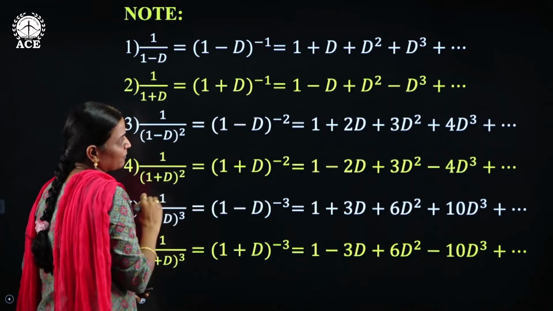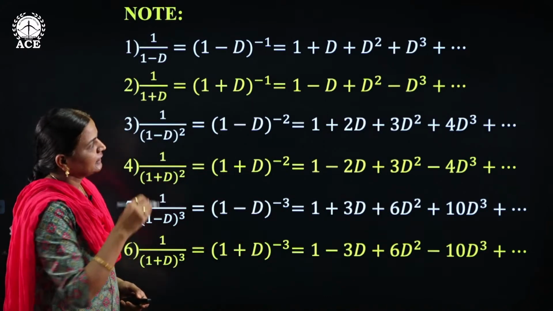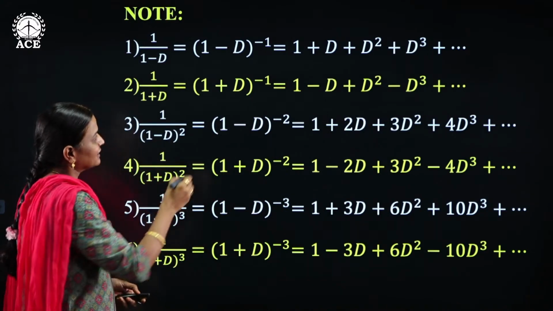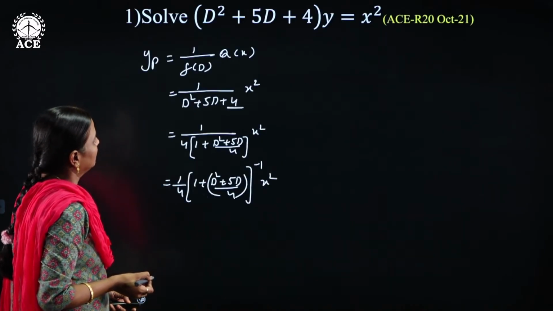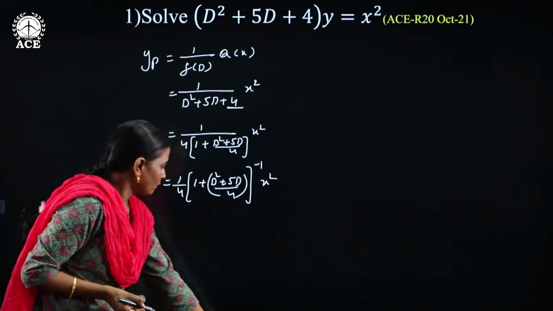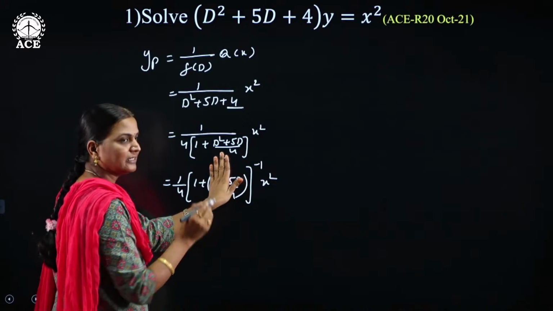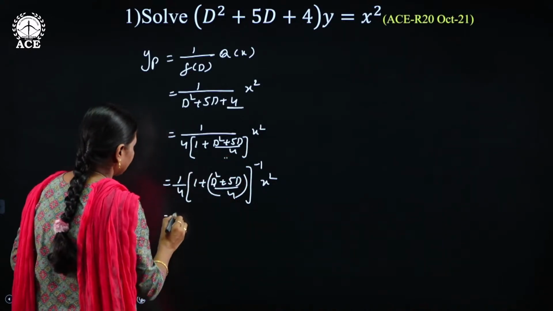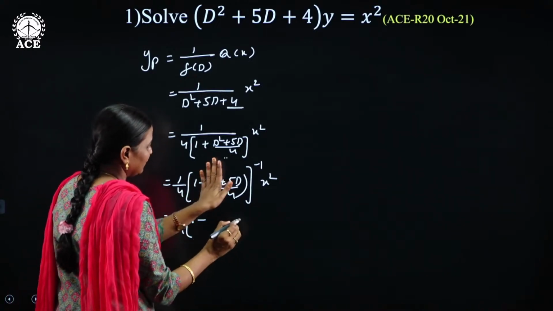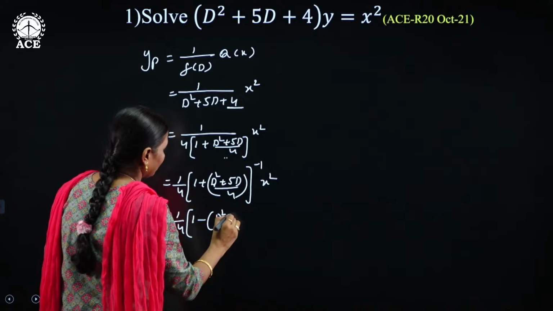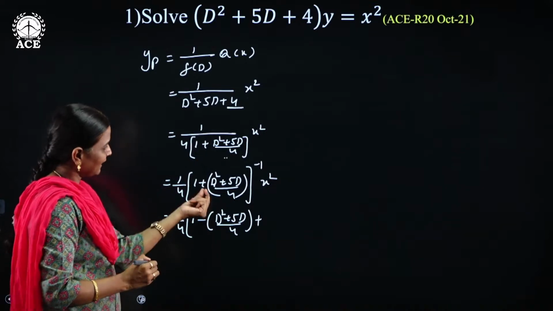1 plus D whole inverse expansion is 1 minus D plus D square minus D cube plus D power 4, and so on. So just apply this formula. So what is the 1 plus D whole inverse formula? Consider this as one term, 1 plus one term only. So that is equal to 1 by 4 into, what is the formula? 1 minus D. So in place of D we have D square plus 5D by 4. Next, plus 1 plus D whole inverse.